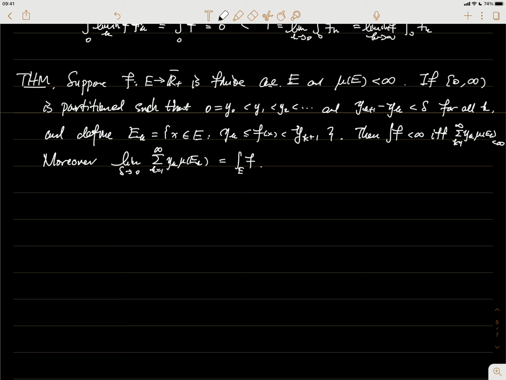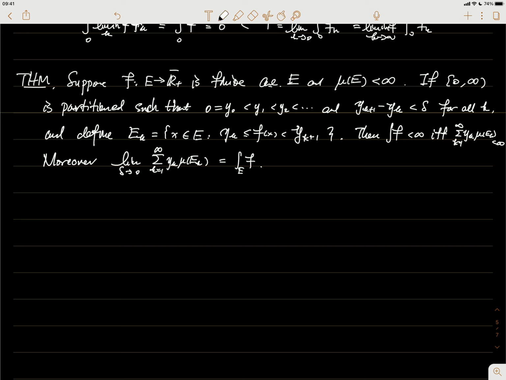Okay, so the theorem in this section is that suppose we have a non-negative measurable function f, defined over E, and the set E has finite measure. Suppose we partition the range of this function f into small pieces starting from y0, which is equal to 0, then y1, y2, and the gap between each two consecutive numbers is less than delta. Then we can define the set Ek, which is the set of points where the function value falls between yk and yk+1. Then the claim is that the function f is integrable, meaning the integral is finite, if and only if the infinite sum of yk times mu(Ek) is also finite.